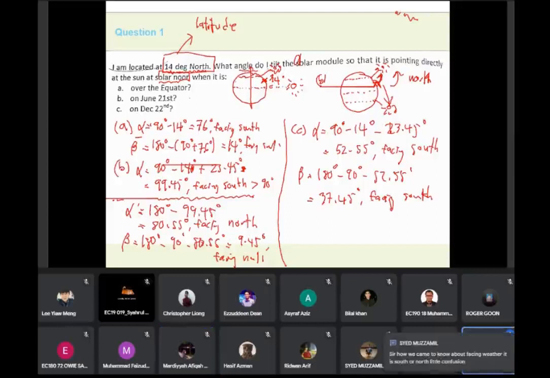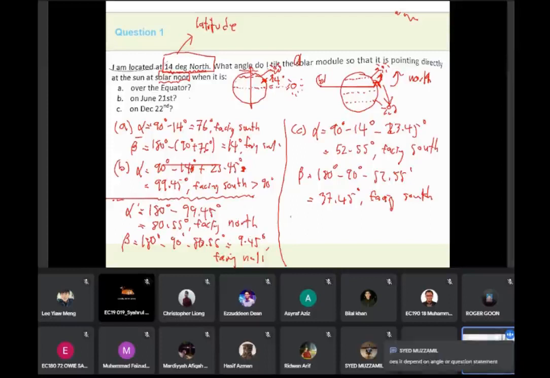Please sign in your attendance. Don't forget. So how do we come to know about facing, whether it is south or north? A little confusion. Okay, let us reflect it back. Very simple.